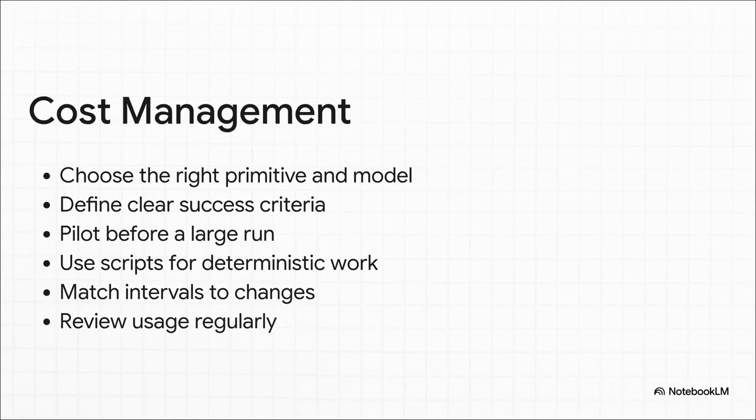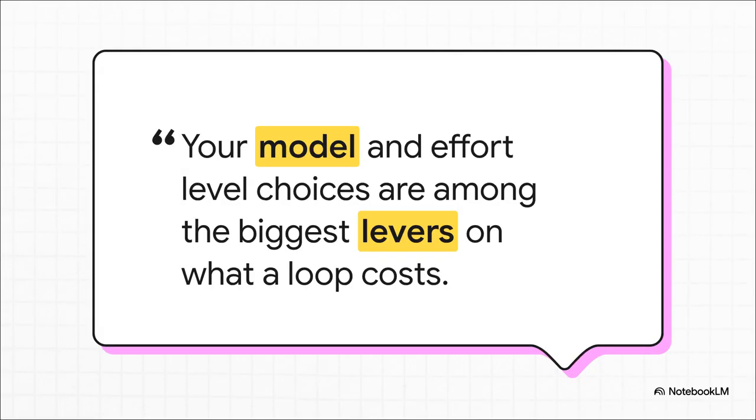You also want to match your checking intervals to how often things actually change. And finally, keep an eye on things by constantly reviewing your usage. You can use the /usage, /goal, and /workflows commands for that. So, the crucial point I want you to take away here is this. Your model and effort level choices are among the biggest levers on what a loop actually costs. You have to be strategic.